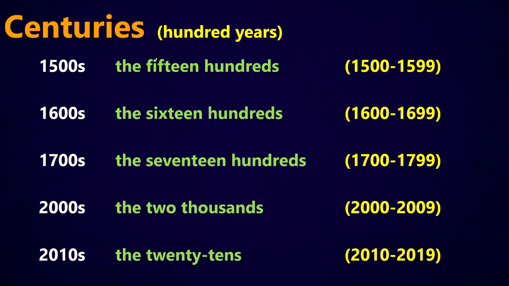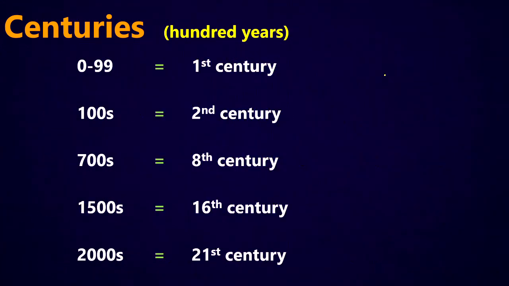When we talk about centuries, we're talking about groups of 100 years, because a century, the cent, comes from a Latin root, which means 100, like percent, right? So per 100. So a century is 100 years. So when we're talking about centuries, we could say like the 1500s or the 1600s or the 1700s or the 2000s. Now, another way that people will talk about these centuries is by using the ordinal number, the first century, the second century, the 8th century, the 16th century, the 21st century.